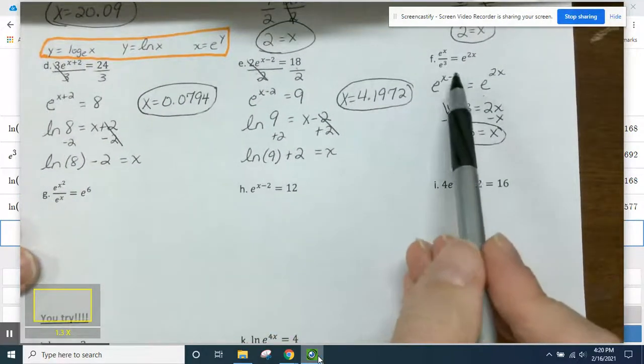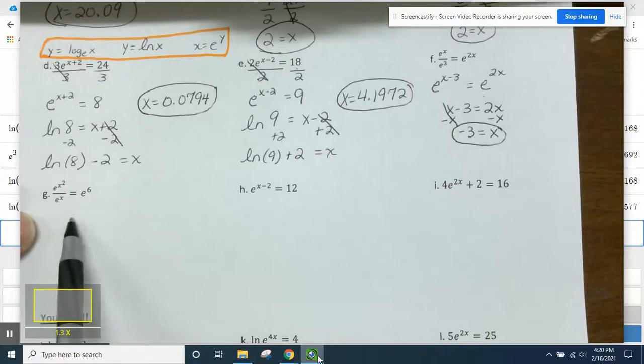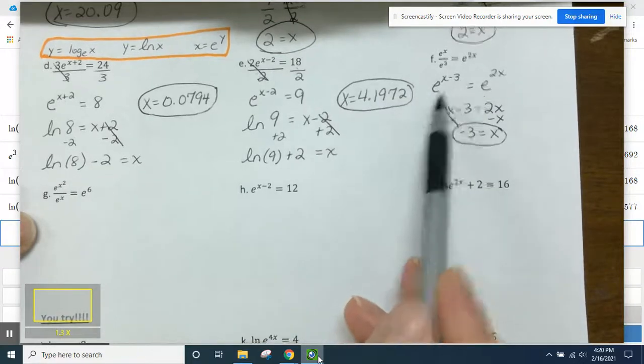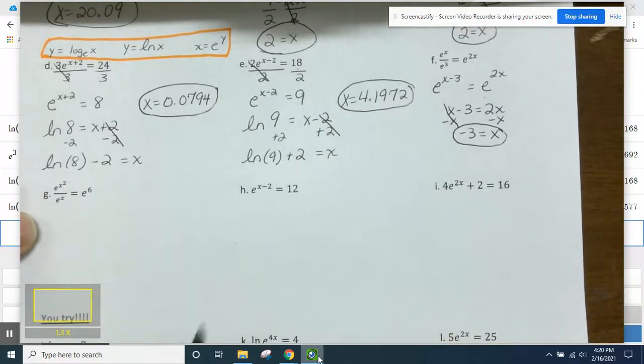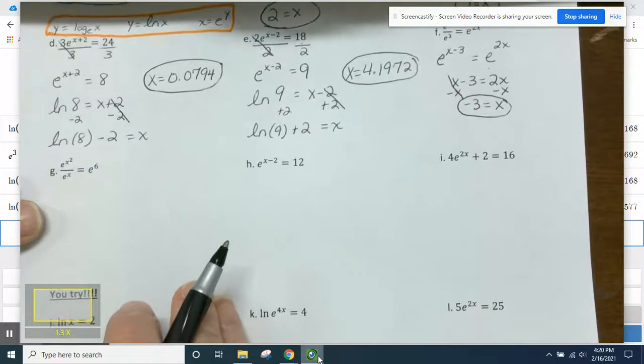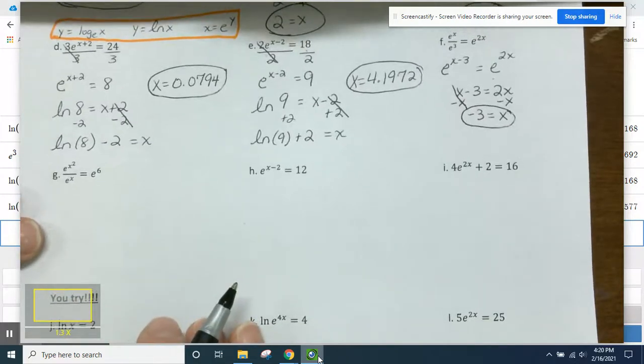Okay, this one and this one are very similar, so I want you to pause the video and see what you can do with this one before I work it. Or at least the first step.